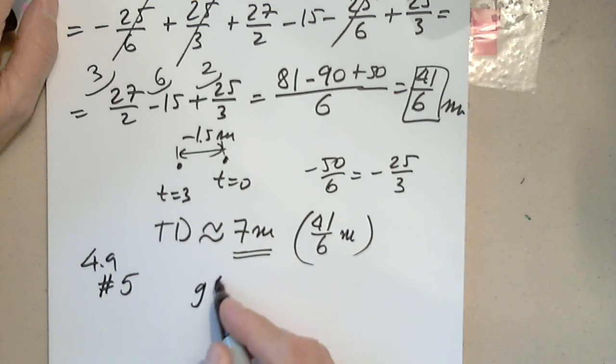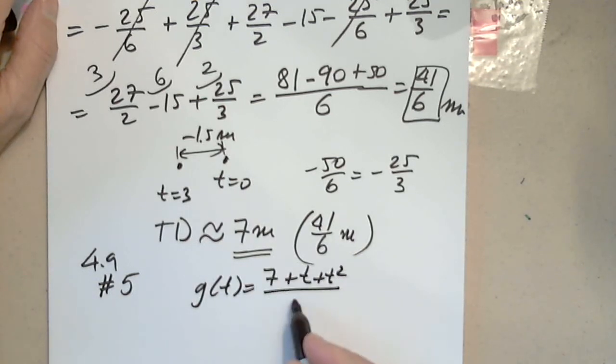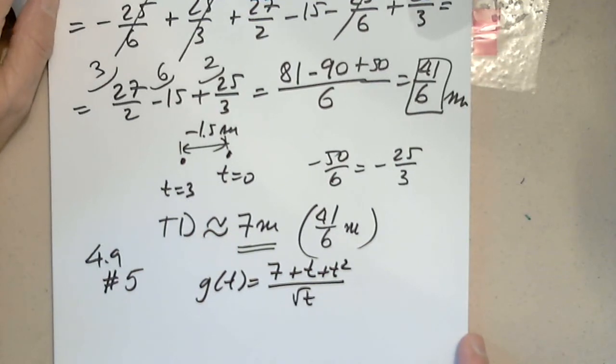I have g of t, which is 7 plus t squared over the square root of t. That's what I have. Do you want to make any changes? No, that's perfect. Okay, very good.